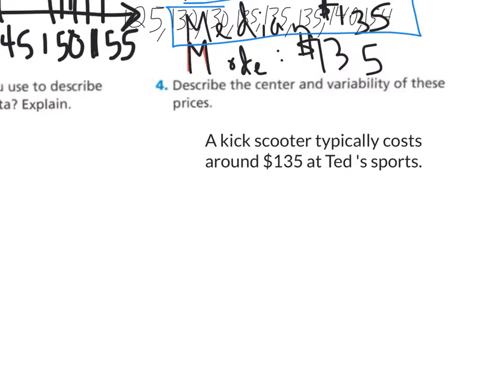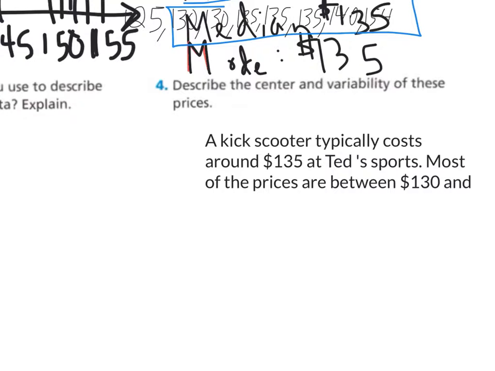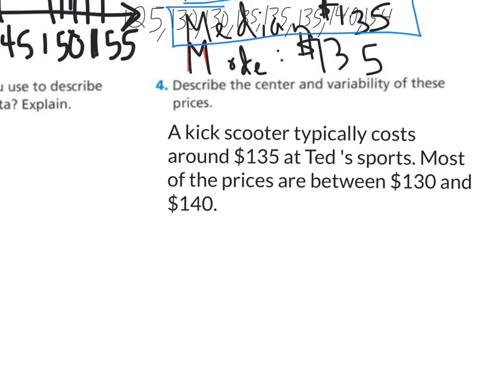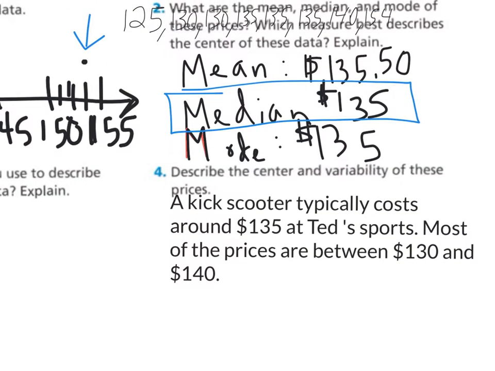And then we could also say most of the prices are between $130 and $140. Okay, now the most prices between $130 and $140, that would be based off of the interquartile range.